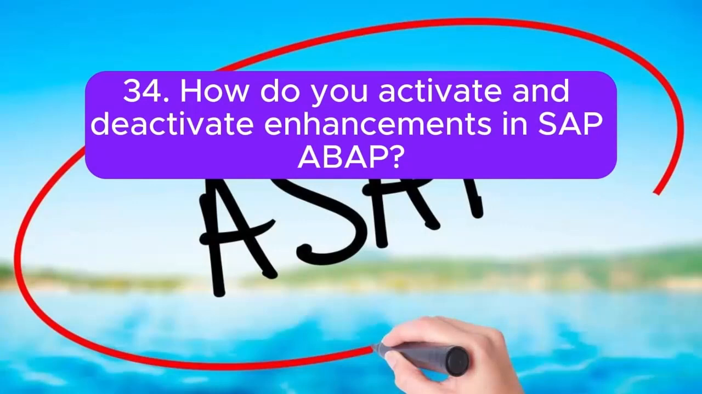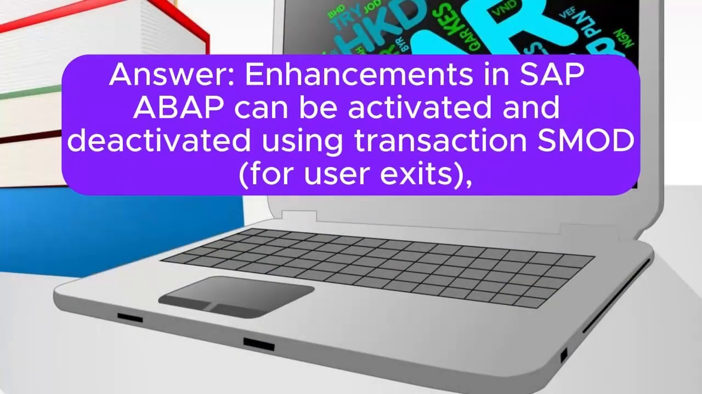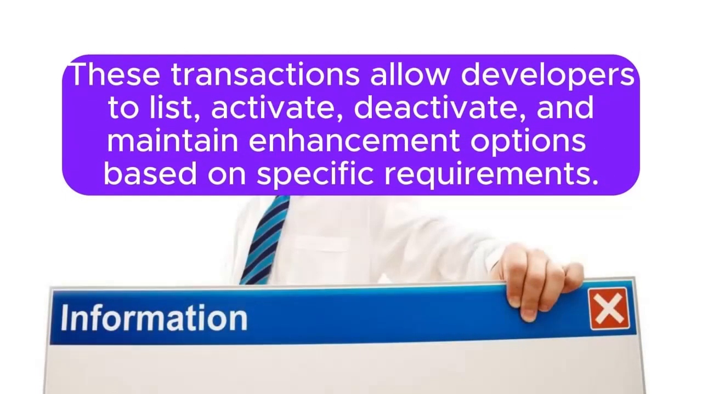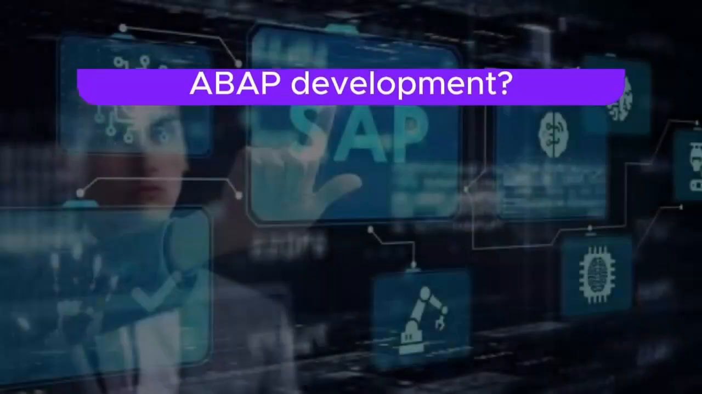34. How do you activate and deactivate enhancements in SAP ABAP? Answer. Enhancements in SAP ABAP can be activated and deactivated using transaction SMOD for user exits, transaction SE18 for BADIs, and transaction SE20 for enhancement spots. These transactions allow developers to list, activate, deactivate, and maintain enhancement options based on specific requirements.